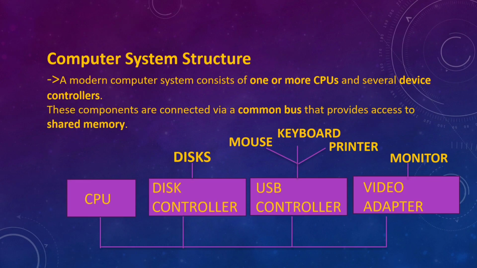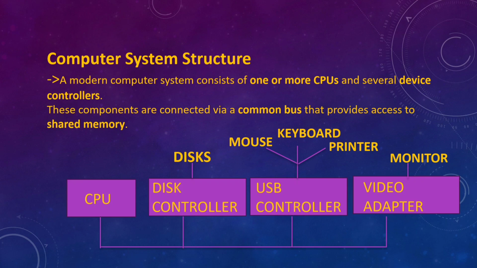First is computer system architecture. So first let's talk about the basic structure of a computer system. A modern computer system is not just the CPU. It actually consists of one or more CPUs along with several device controllers. All these components like CPU, disk controllers, USB controller, video adapter, and so on are connected through a common bus.